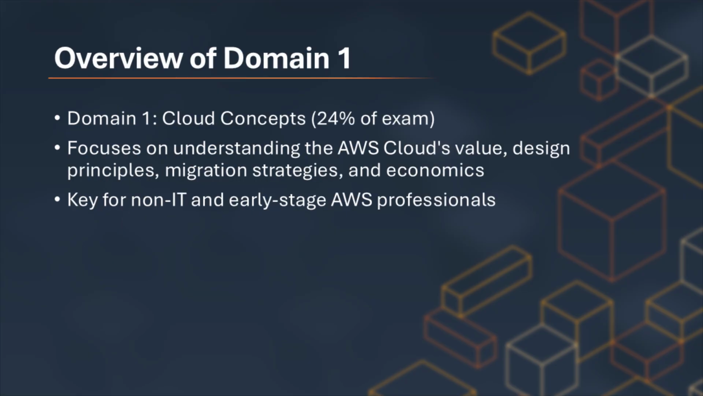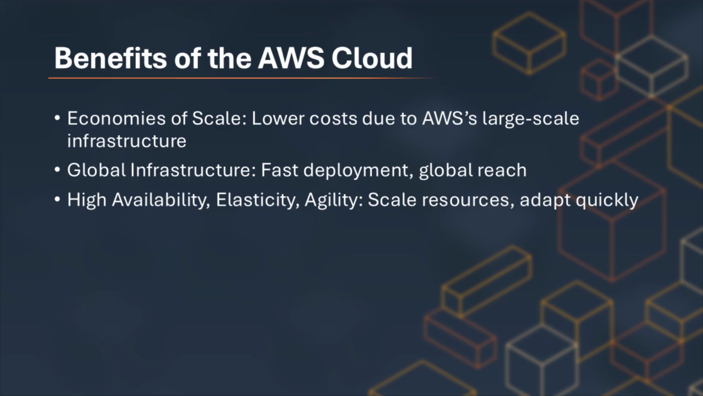Let's start with an overview. Domain 1 focuses on why the AWS Cloud is valuable, how it's designed, and how it saves costs. It's ideal for non-IT professionals or those new to AWS, covering concepts like scalability, global infrastructure, and cost efficiency. The exam tests your ability to explain these ideas clearly, so we'll break them down with examples and exam tips. First, let's explore the benefits of the AWS Cloud.